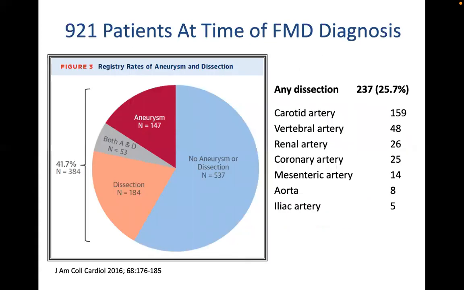And again, dissection and aneurysm are common in patients with FMD. We learned from the US Registry for FMD that at the time of FMD diagnosis, nearly 42% of patients had an aneurysm or dissection on imaging. And far and away, the carotid and vertebral arteries were the most common location for dissection that was detected.